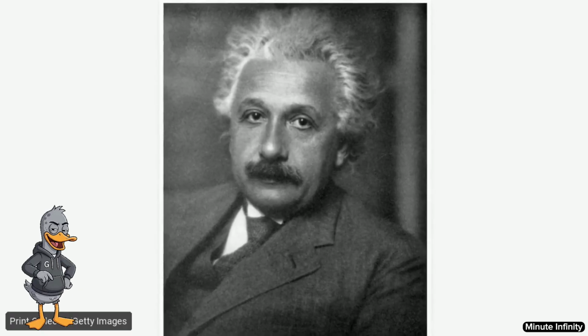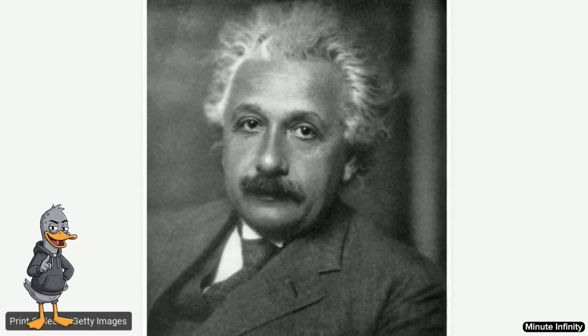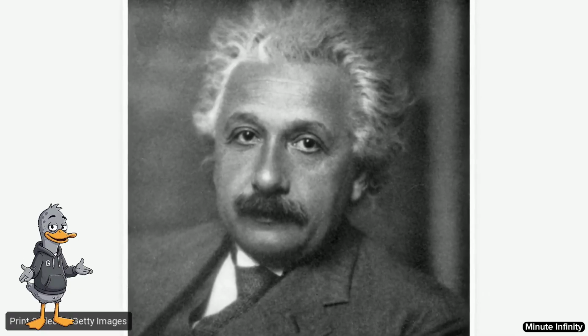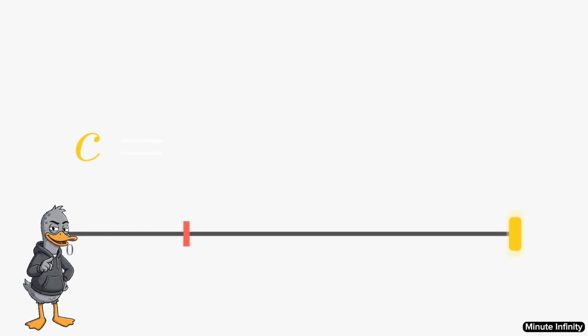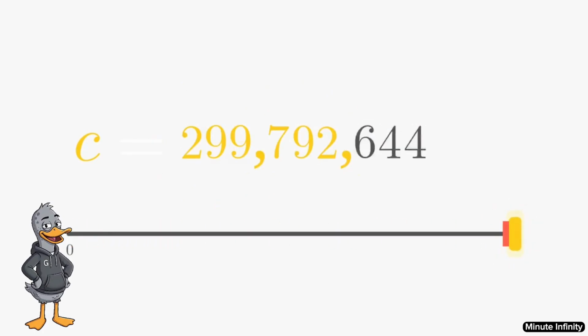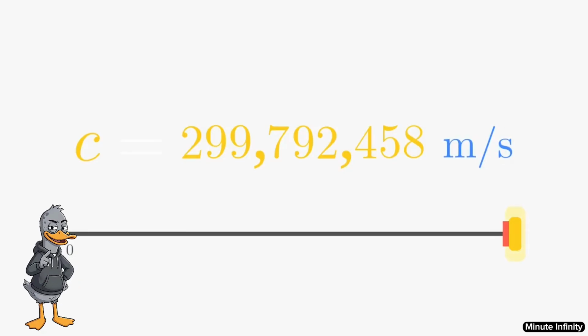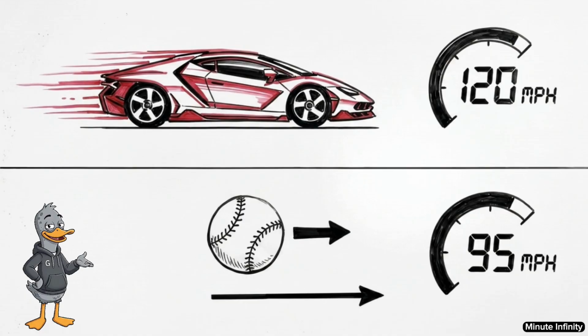Albert Einstein realized this wasn't a math error. It meant that light in a vacuum operates under its own set of rules. It is an independent, unbreakable constant. In physics, this constant is represented by the lowercase letter c, and it has an exact value, 299,792,458 meters per second.